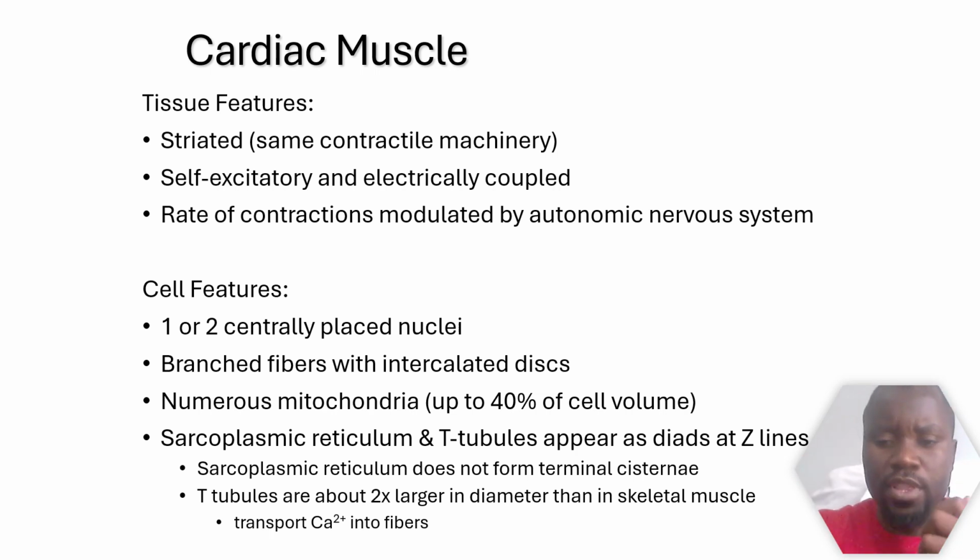Now, where it contacts the sarcoplasmic reticulum, it makes two structures, the tubule and the sarcoplasmic reticulum. So it makes two structures, and it is called a dyad.